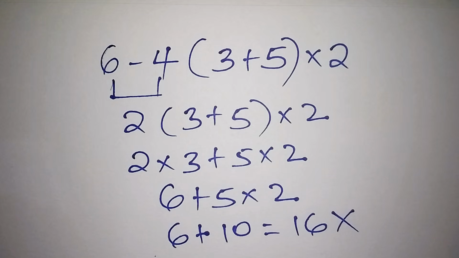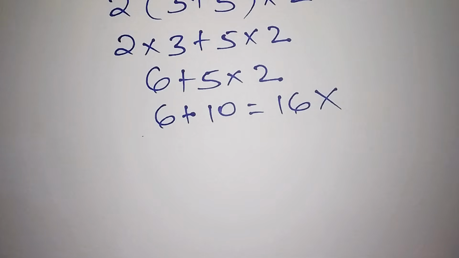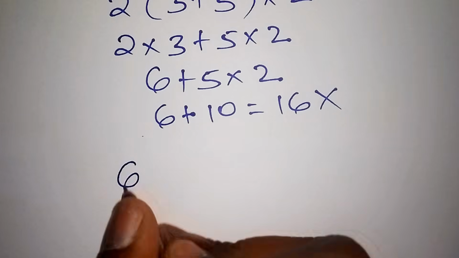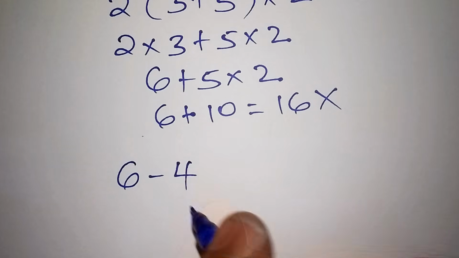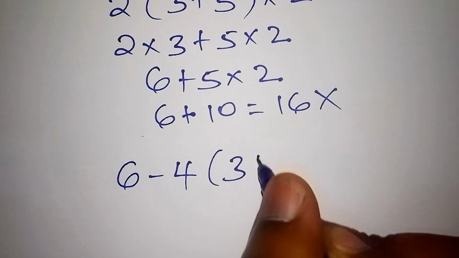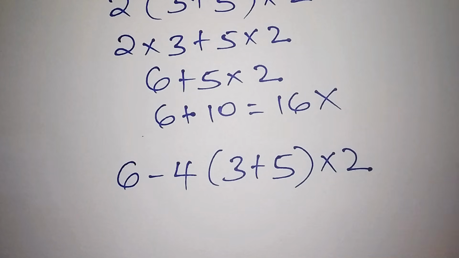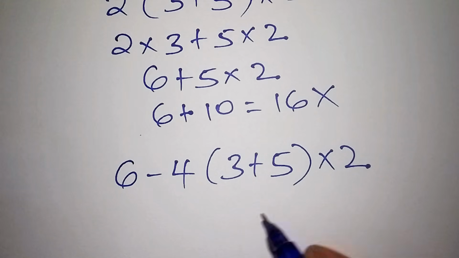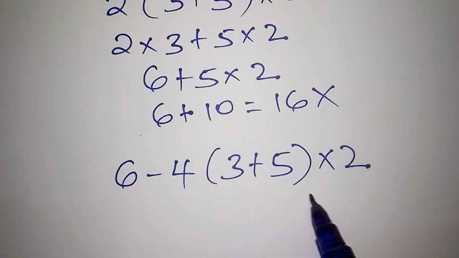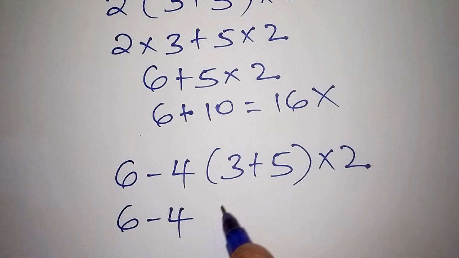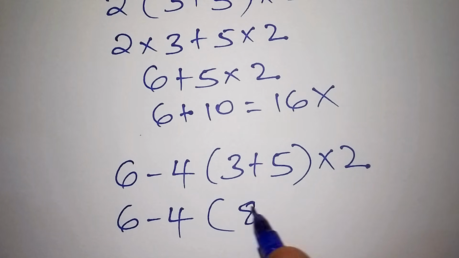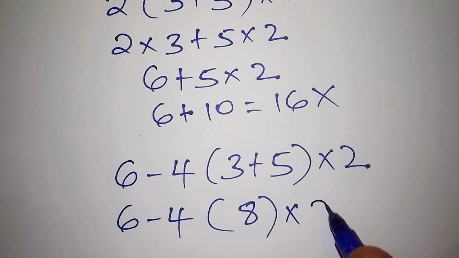So the best way of working out this maths problem, we shall have it as 6 minus 4 into bracket 3 plus 5, then multiply by 2. So the first method is for us to work out the value using BODMAS. So here, 6 minus 4, then into bracket 3 plus 5 is 8, multiplied by 2.